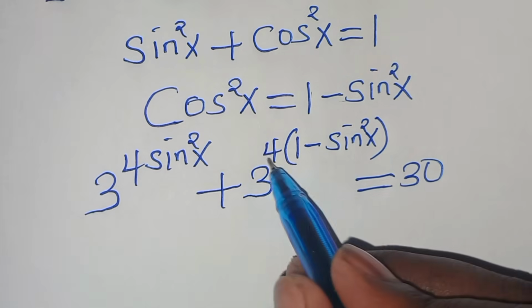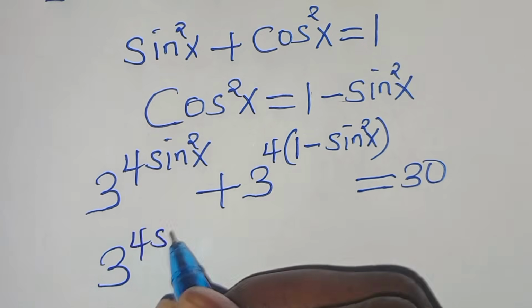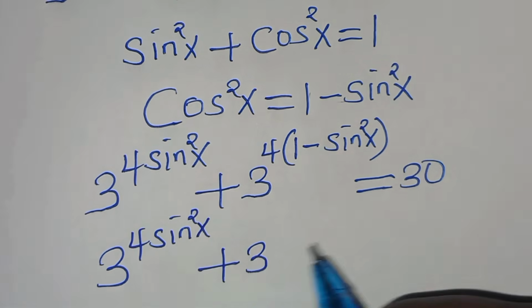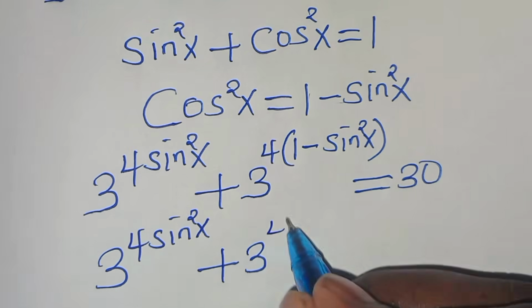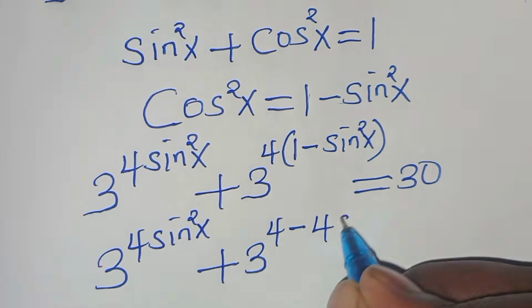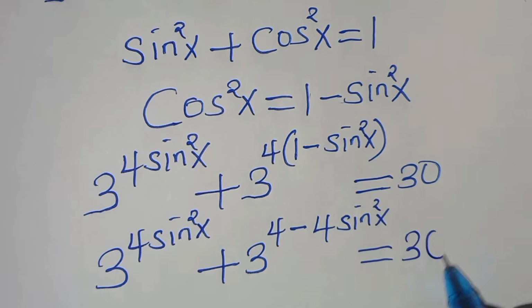The next step is to open the parentheses here, so that we have 3 to the power of 4 sine squared x, plus 3 raised to the power of 4 times 1, this is 4, minus 4 times sine squared x, this is 4 sine squared x, and this is equal to 30.